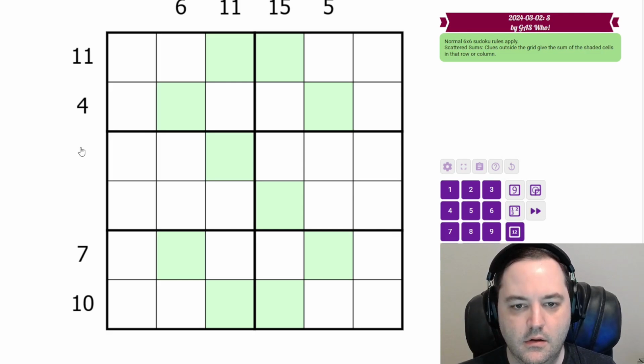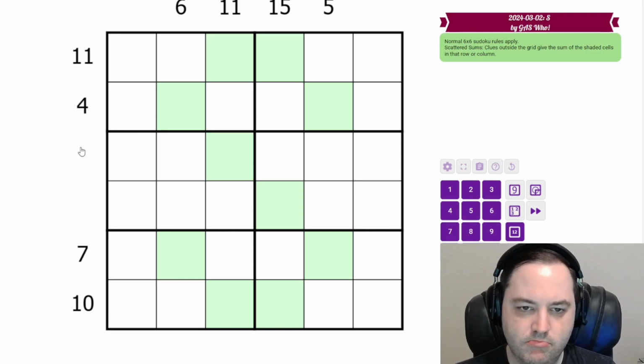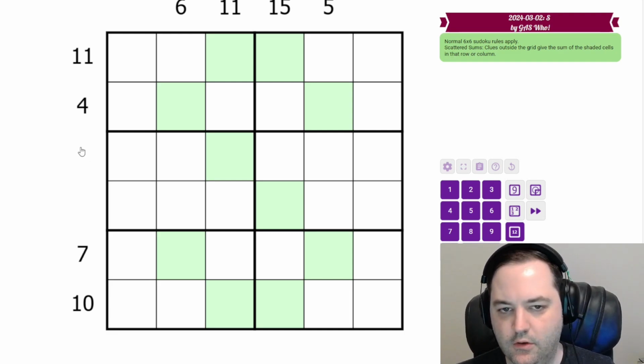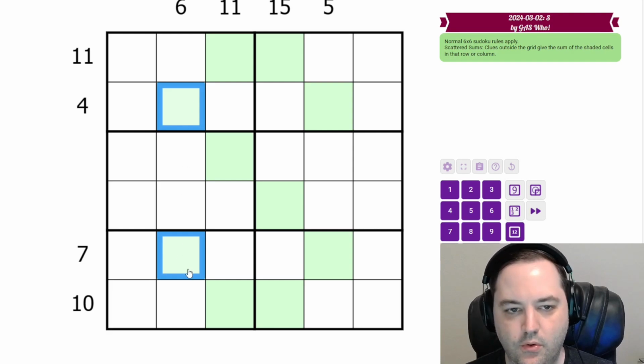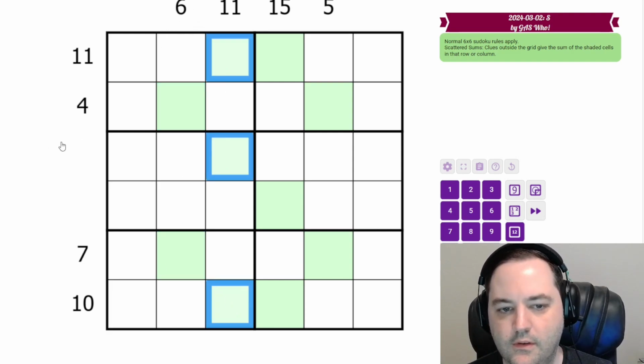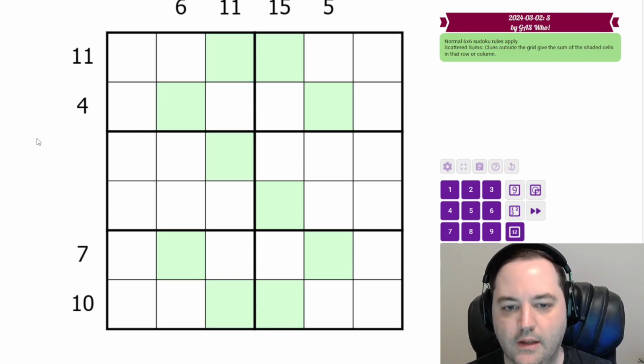And this is kind of like having filler cages, but they're not together. So the clues outside the grid get the sum of the highlighted cells. So this column is telling us that these 2 green cells sum to 6. This column is telling us that these 3 green cells sum to 11. And they make a nice little S shape. And those are the rules.